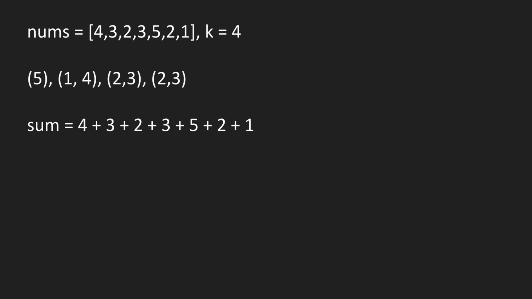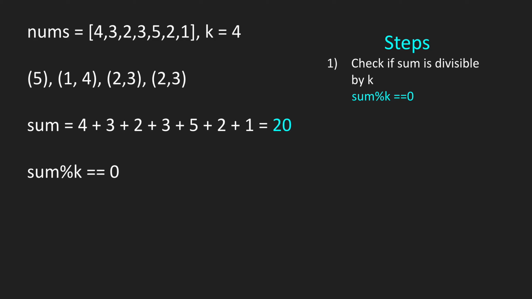What would be our first step in this case? Our first step is that the sum of all elements in the input array should be divisible by k. If the sum modulo k doesn't equal 0, it means that we cannot divide our input array into k subsets, no matter which subsets we take. So our first step is to check if the sum is divisible by k. If it is, we proceed further. If not, we return false right away.